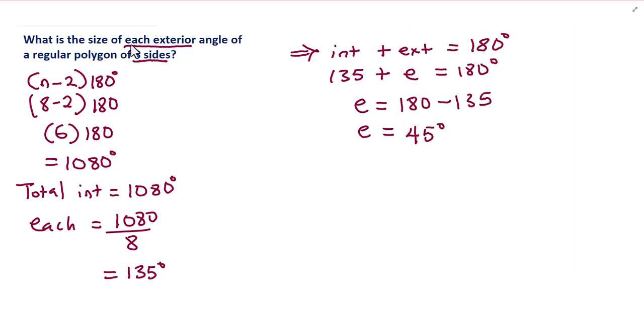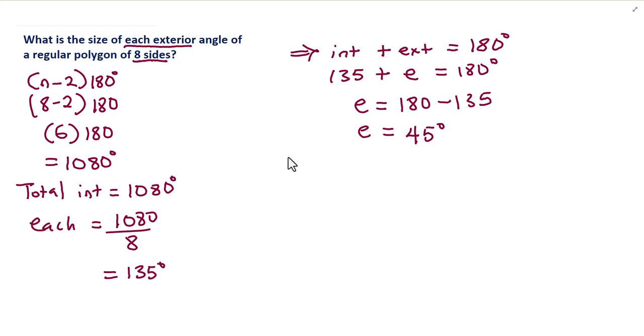So what is the size of each exterior angle of a regular polygon? What did we do? This question was a kind of tricky one, but what we did was solve for the total angle of the interior, then solve for each side. Then we came back here and was able to figure out what we were asked to solve for. I hope that makes sense to you.